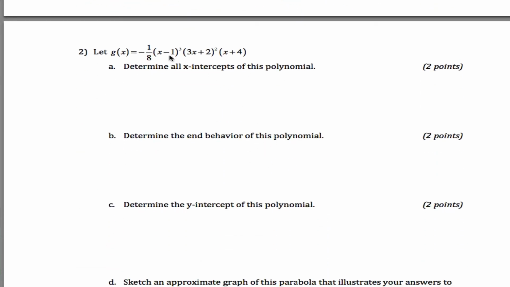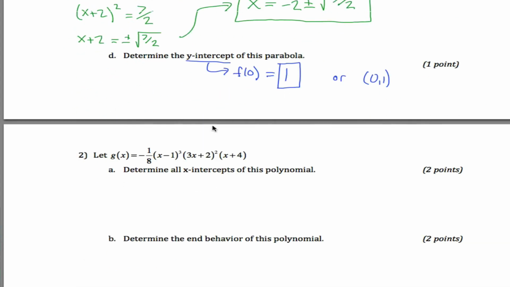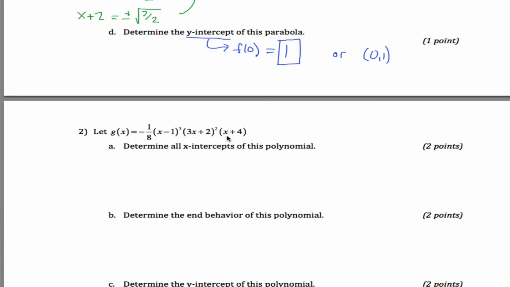All right, new problem. We got a new polynomial here. Unlike up here where we had a quadratic polynomial, down here it's going to turn out I have a 6th degree polynomial.